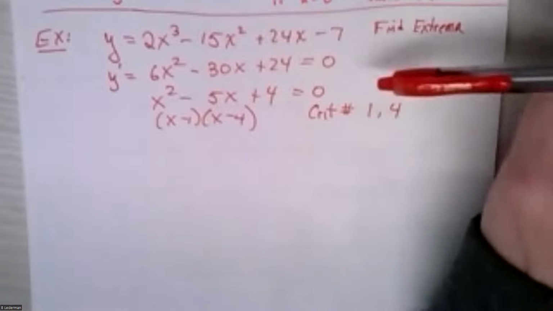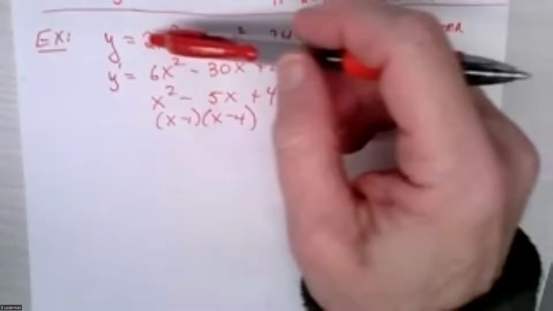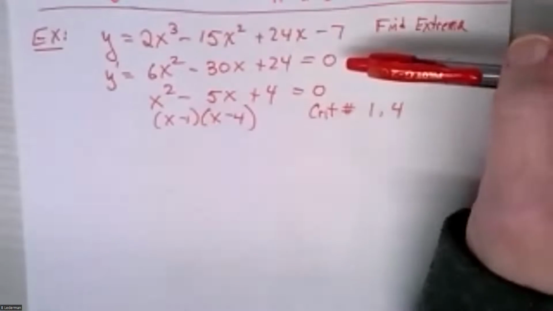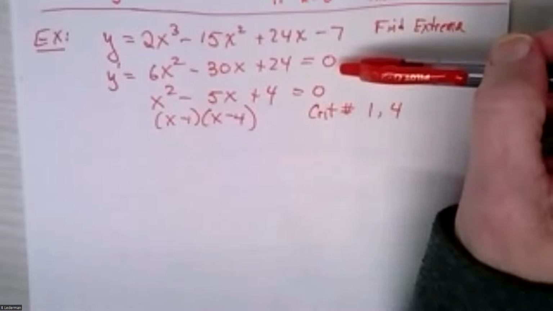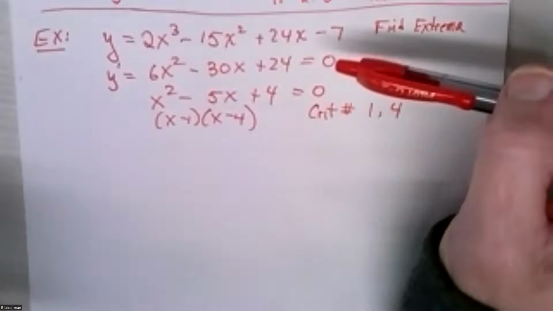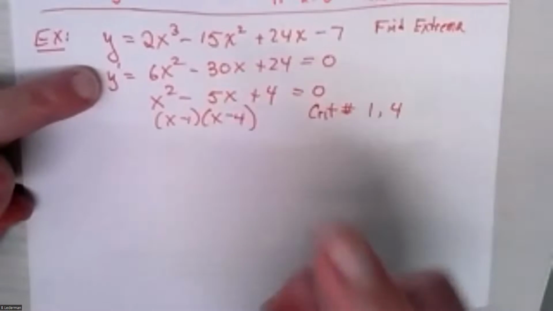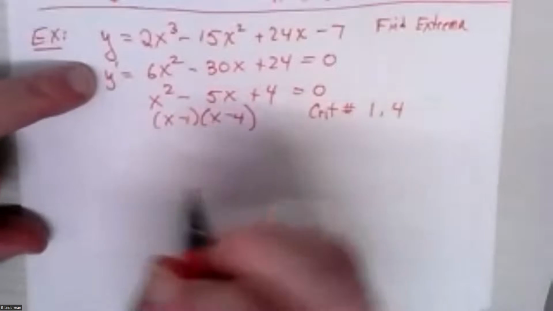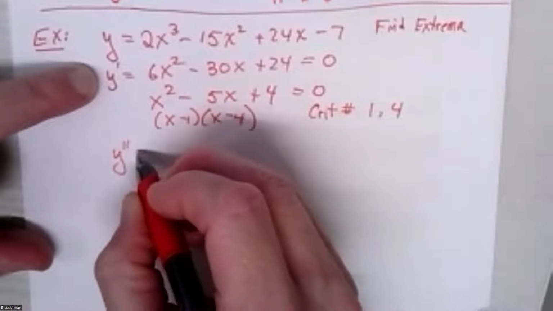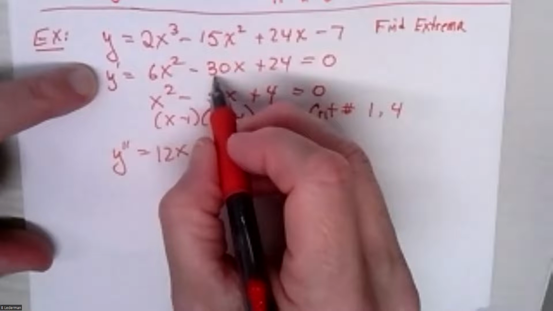What we're going to do is take 1 and 4 and plug them in for x. Well, which x? Do I plug it into the x of this equation? Do I plug it into the x of that equation? Anybody know? The answer is neither. We're going to plug it into the second derivative, but first we have to take the second derivative. So y prime is this right here. So y double prime equals 12x minus 30.